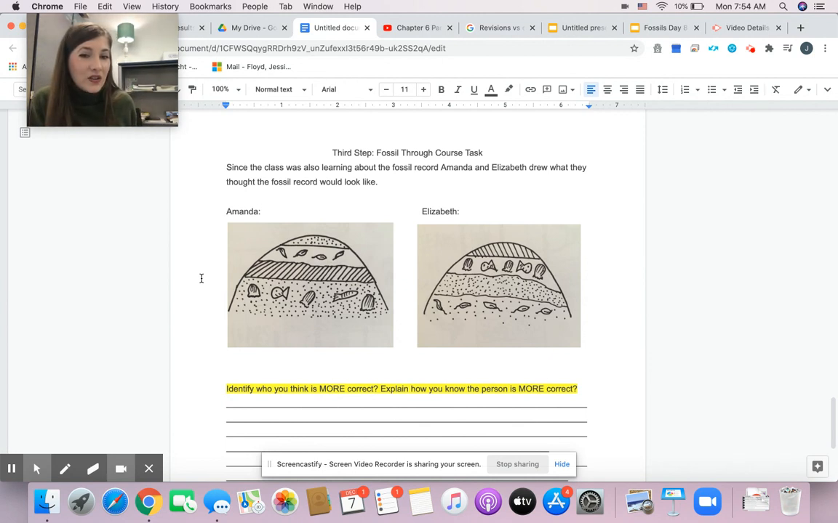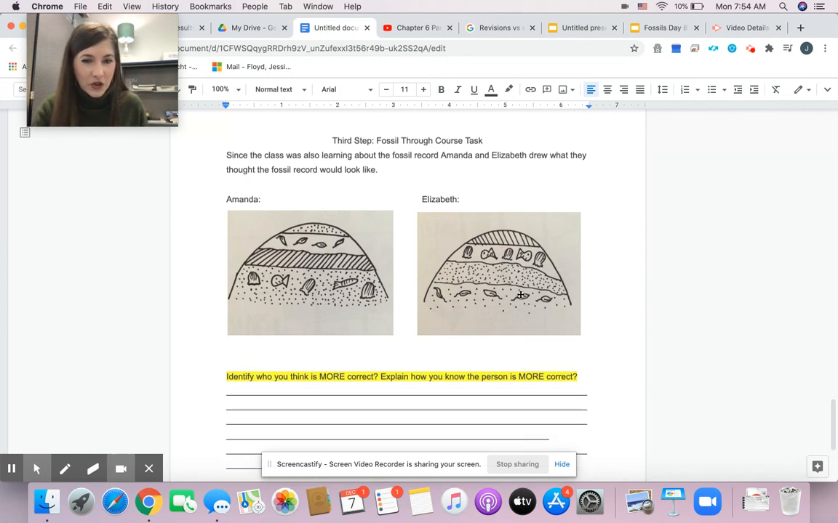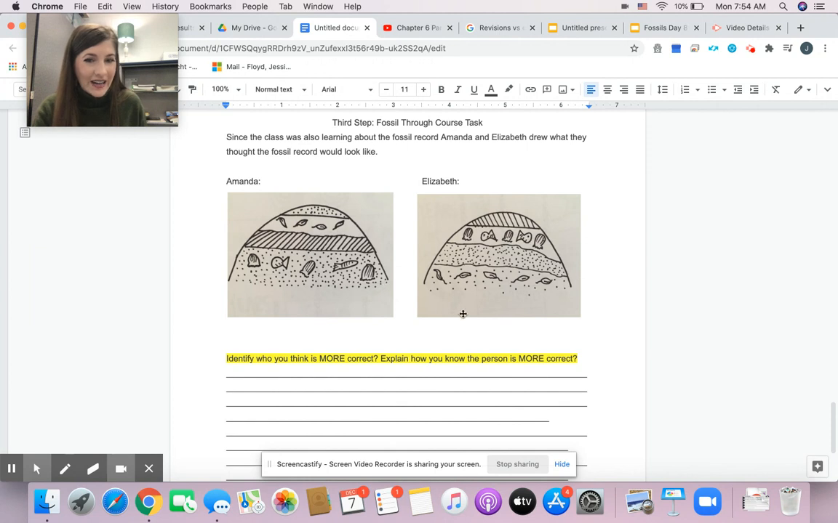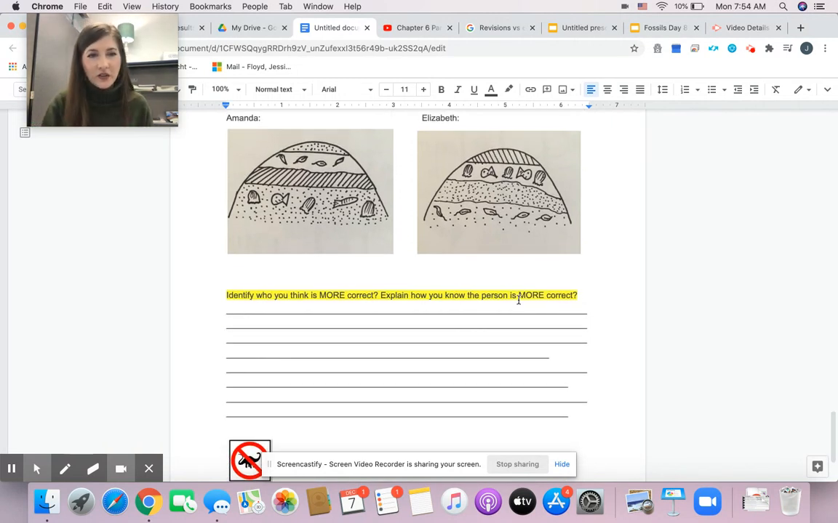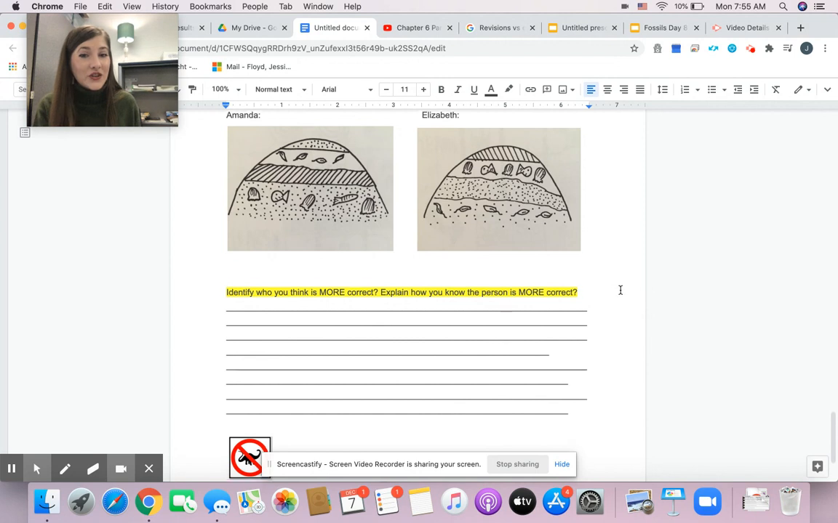Since the class was also learning about the fossil record, Amanda and Elizabeth drew what they thought the fossil record would look like. So we have Amanda's picture, and then we have Elizabeth's picture. One of the big differences I see is Amanda has ocean-like creatures on the bottom, and Elizabeth has land-like creatures on the bottom. So this is your final step. We want you to identify who you think is more correct and explain how you know the person is more correct.